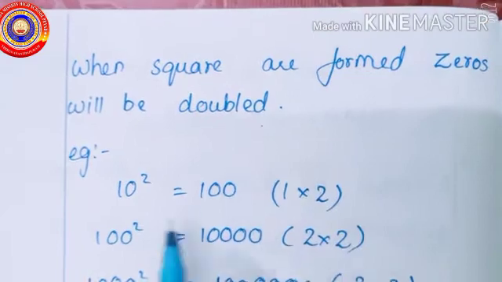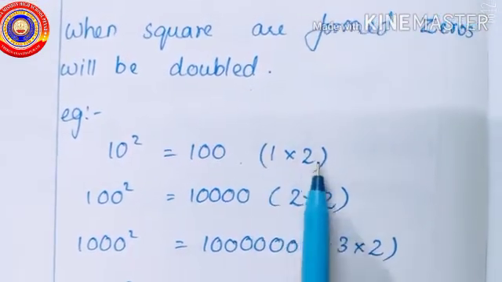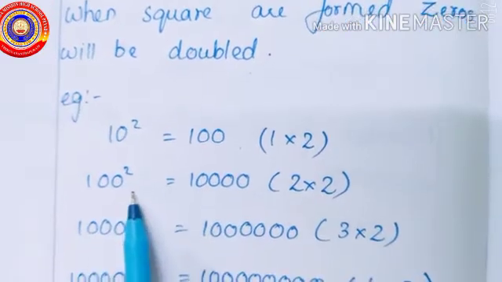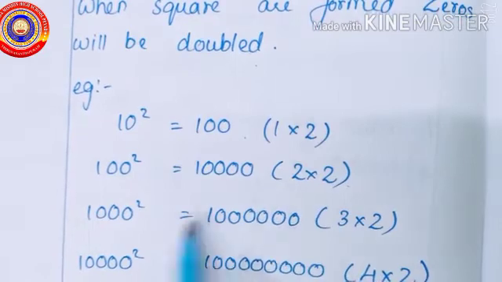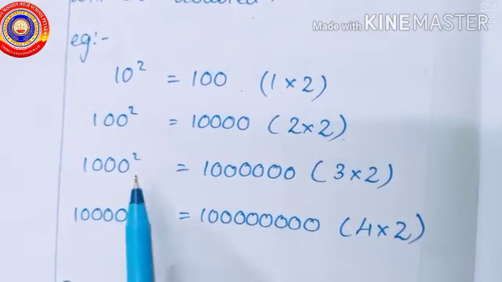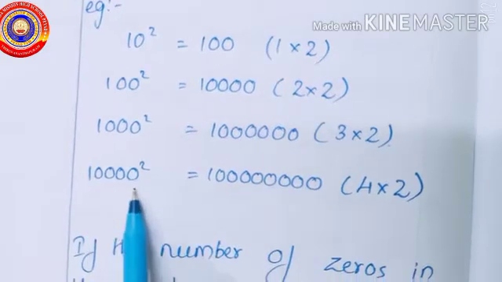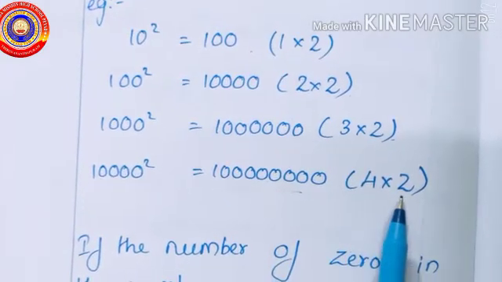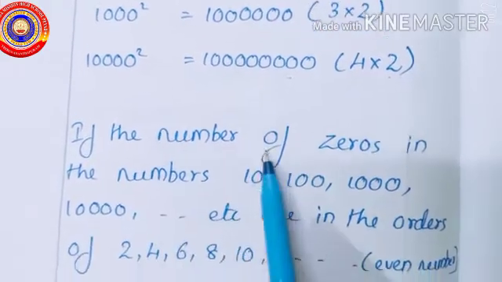For example, 10 square is equal to 100. Here the zero is doubled. And next is 100 square. 100 has 2 zeros. When it is doubled, it becomes 10,000. Next is 1000 square. There are 3 zeros. When it is doubled, it becomes 10 lakhs. And the last one is 10,000 square, and it is equal to 10 crores.